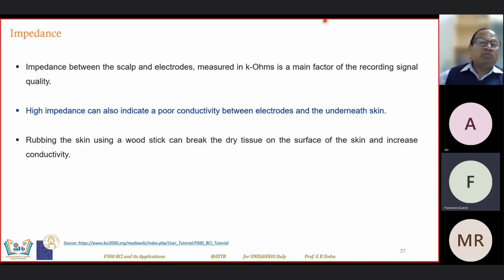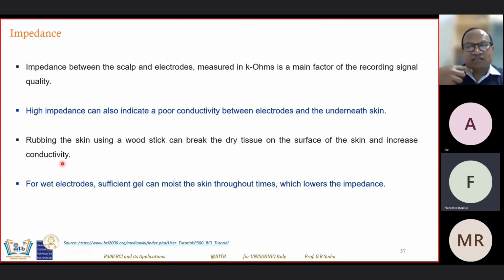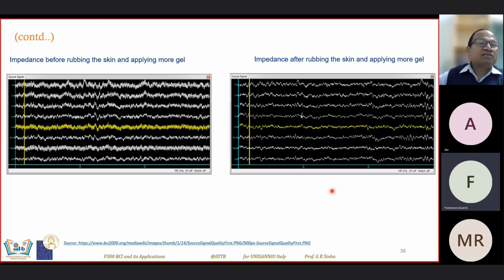So rubbing the skin, if you remember, he was putting a thin element and he was trying to rub with the wooden stick, exactly what he was doing. So rubbing the skin using a wooden stick can break the dry tissue on the surface and increase the conductivity. So the purpose is to reduce the impedance. For wet electrodes, sufficient gel can moisten the skin throughout the time, which lowers the impedance. Like see the impedance before rubbing the skin and applying more gel.